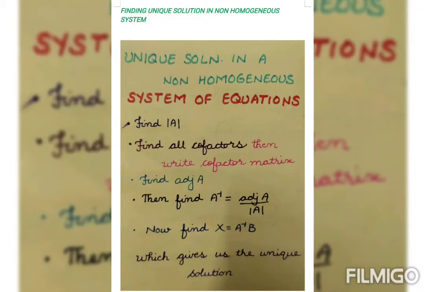Now let us see how to find unique solution in case of non-homogeneous system of equations. Firstly, we will find determinant of A, then cofactors of A. After that, we will write adjoint A, and finally we will find the inverse of A. On multiplying A inverse and B, we will get our values of x, y and z.